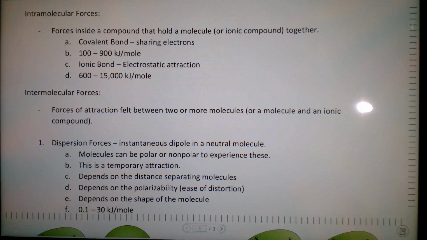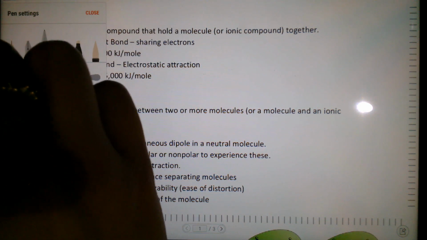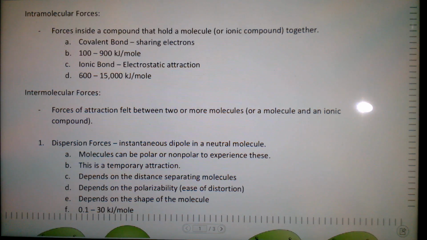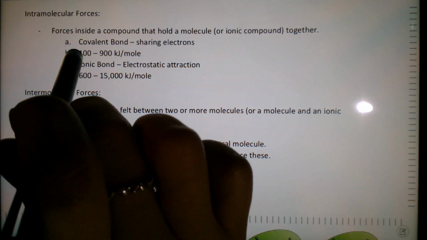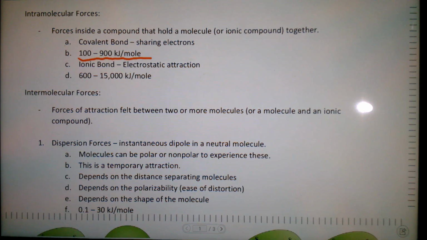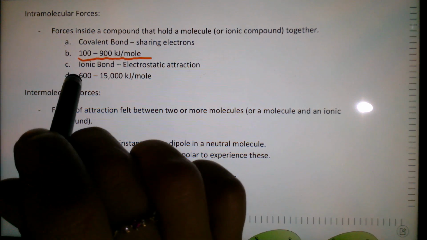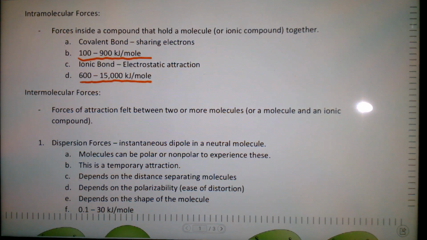So first one, we have been looking so far at what are called intramolecular forces. That's forces inside of a compound. So that positive, negative attraction in an ionic compound, and then that strength of sharing electrons in a covalent bond. So we're going to be talking about energies associated with a lot of these interactions. So for reference, a covalent bond is on the order of 100 to 900 kilojoules per mole, and an ionic bond, those lattice energies we talked about, on the order of 600 to 15,000 kilojoules per mole. So these are very, very strong.